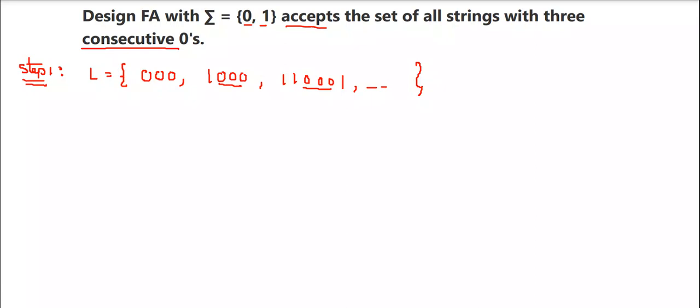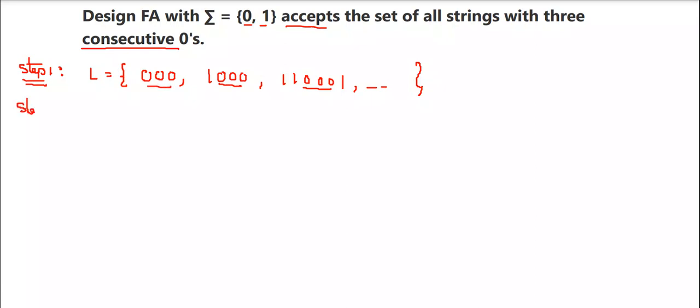So first, what do you have to write? Step 1 is, first of all you have to write the language of strings. The minimum string is 000, then 1000, 110001, and so on. So here each consists of 3 zeros. The minimum string is 3 zeros.